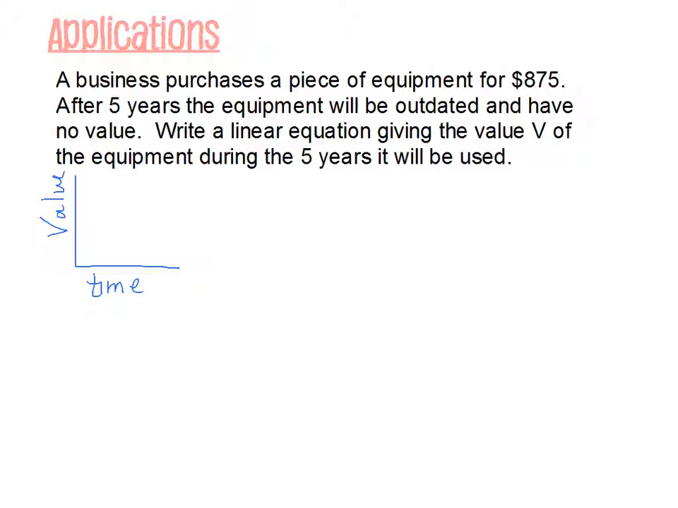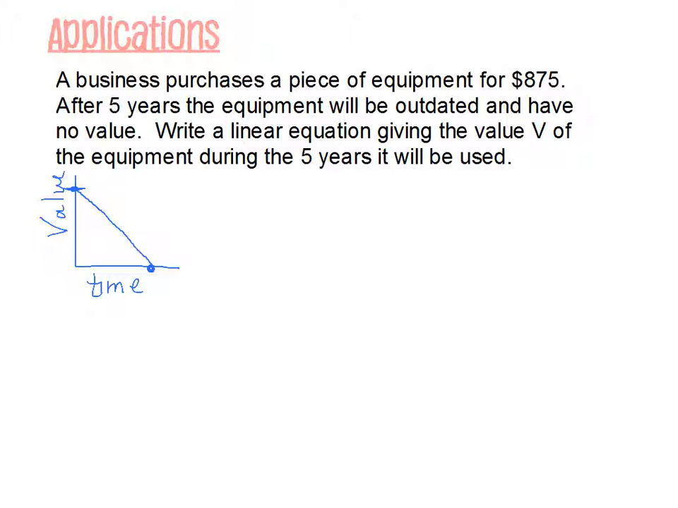And you know a couple pieces of information. You know that you purchased the equipment for $875. Right here at time 0, this equipment is worth $875. But then it gets used and it's decreasing in value, and the next thing that you know is right here when the value has dropped off to being worth nothing.